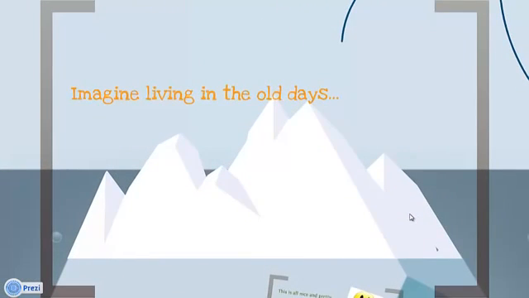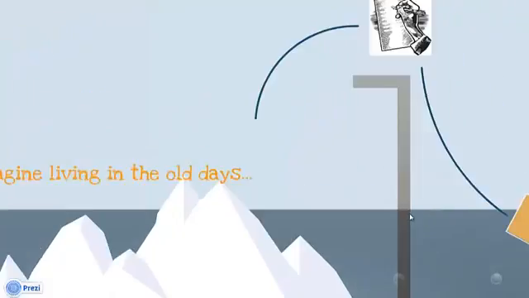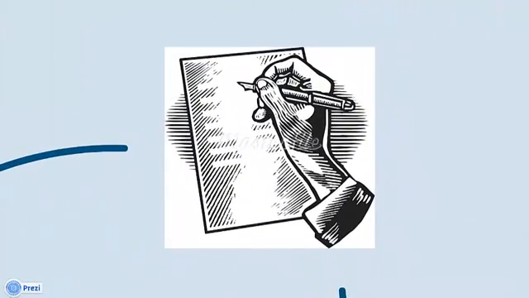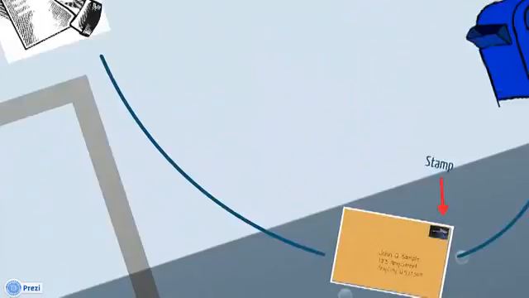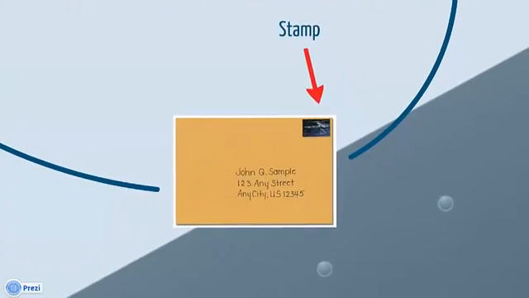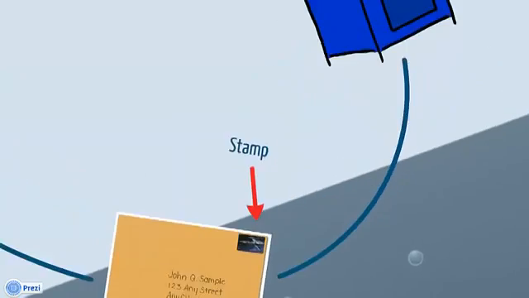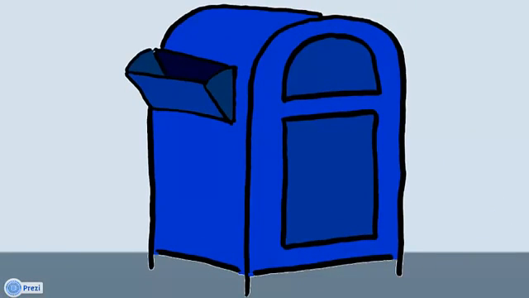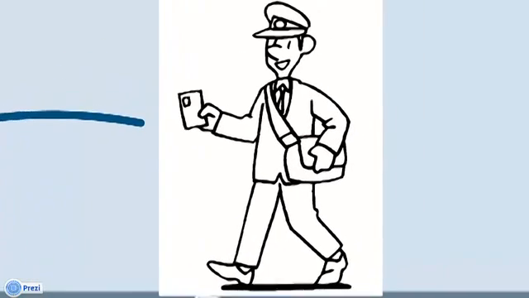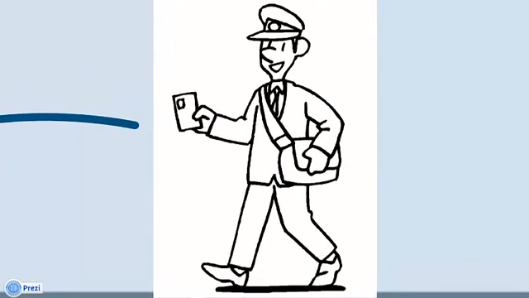Let's imagine that we are living in the old days. You know, the days where your grandparents were living in. Something as simple as sending a letter to your friend meant that you first had to write it, with a pen of course, then stick it in an envelope, and don't forget the stamp. Then you had to walk all the way to the post box to drop your letter there. Then this friendly postman will collect your letter, then deliver it to your friend.